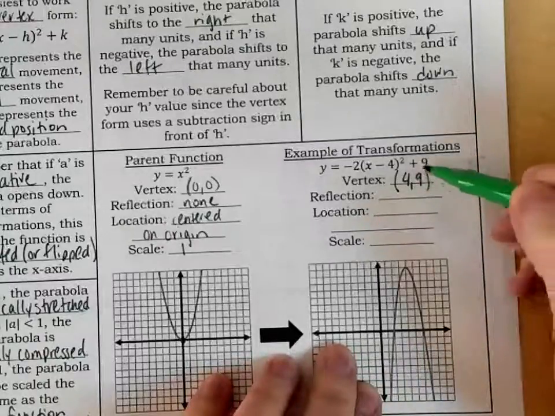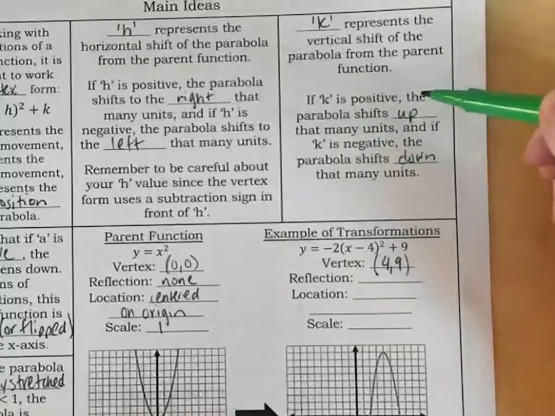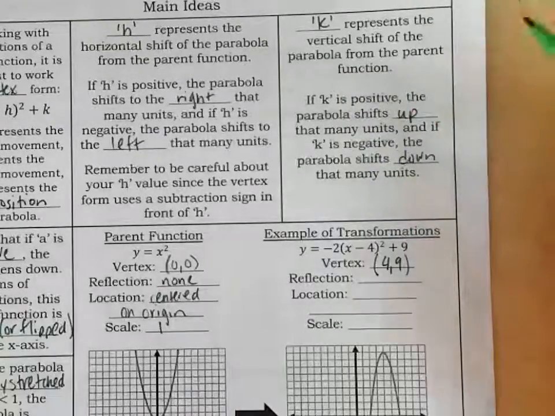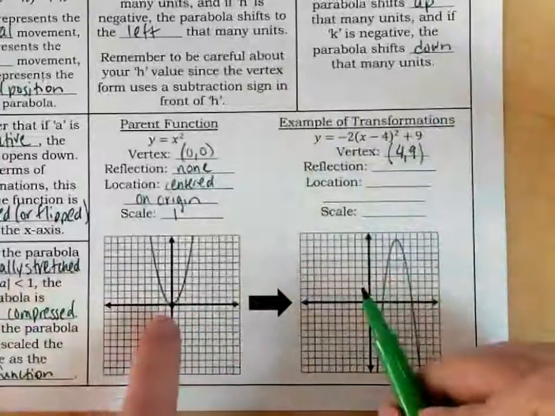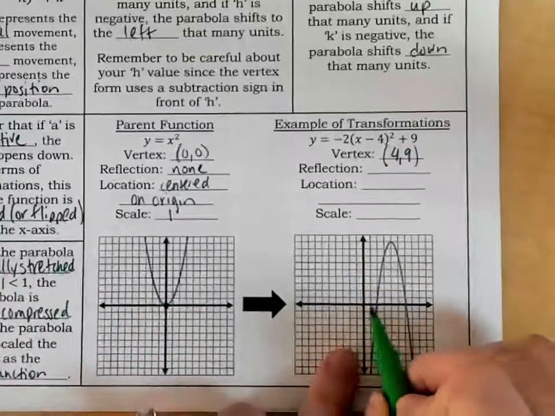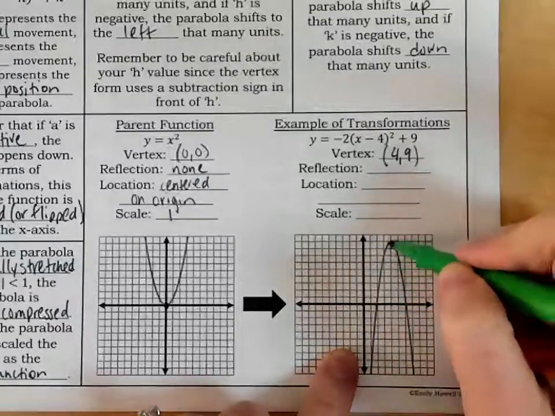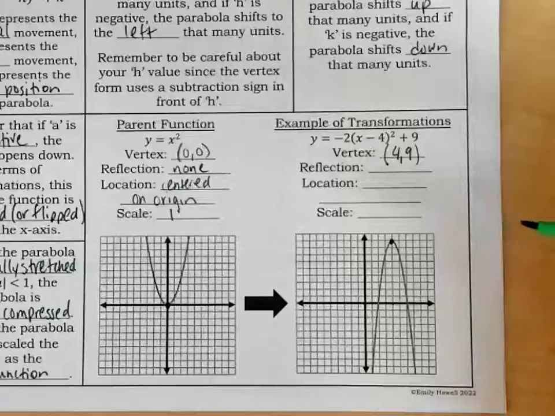Then 9 is our k value, and it's a positive 9, so the parabola has also shifted upwards 9 units. So what you notice is originally my vertex was at 0, 0, and now that I've done this transformation, it has moved to the right 4 places and moved up 9 places. Now my vertex is at 4, 9. And so that's a change that has happened in this parabola.